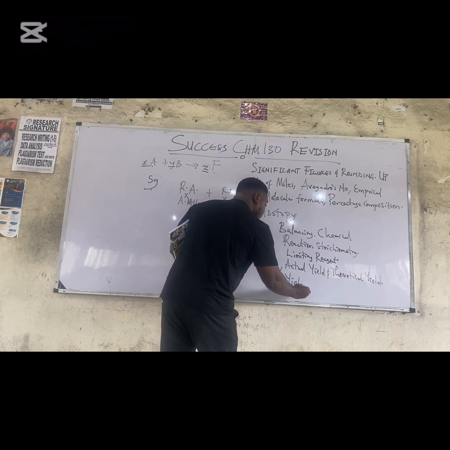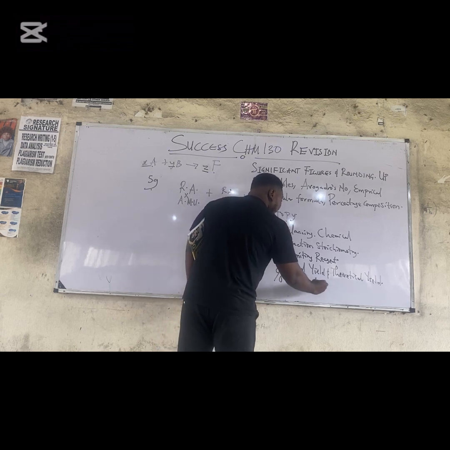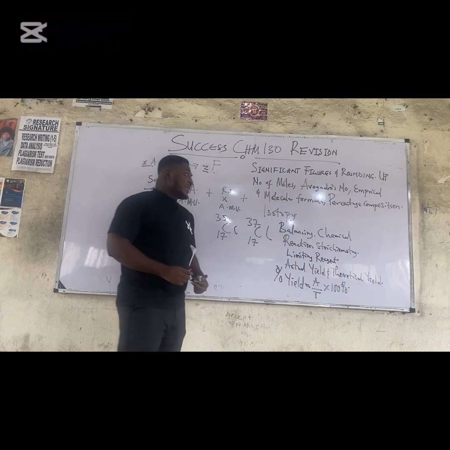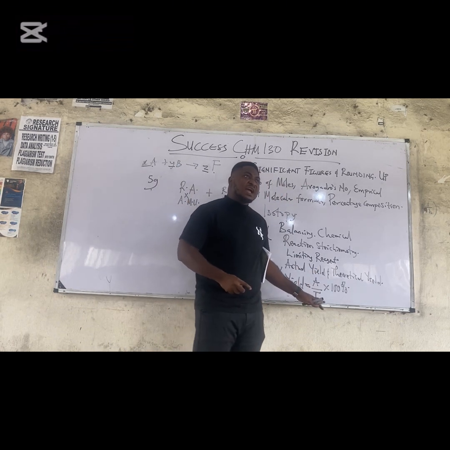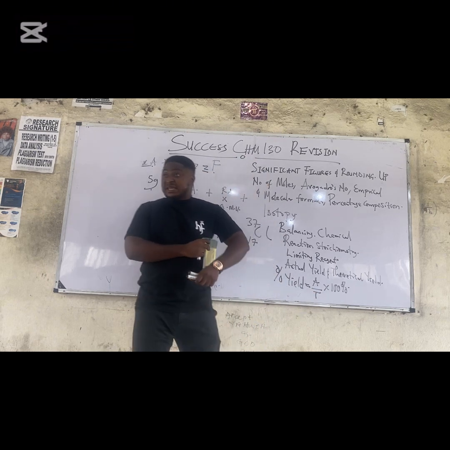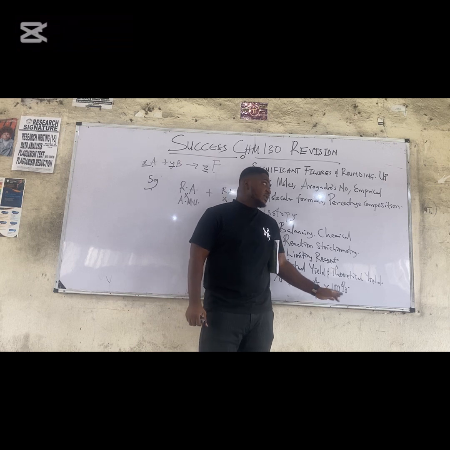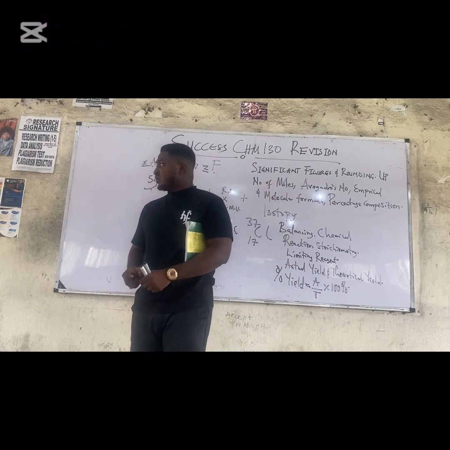Percentage yield is actual yield A all over theoretical yield T times 100%. Give me the percentage yield.